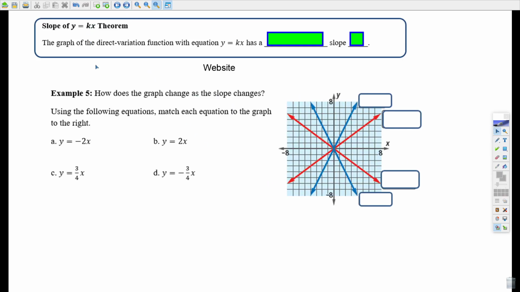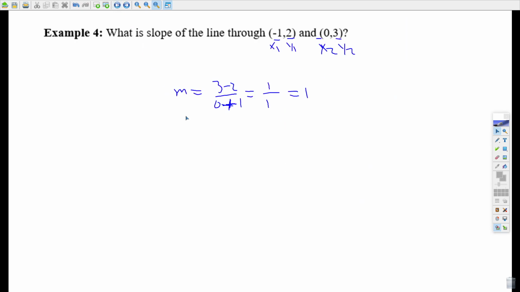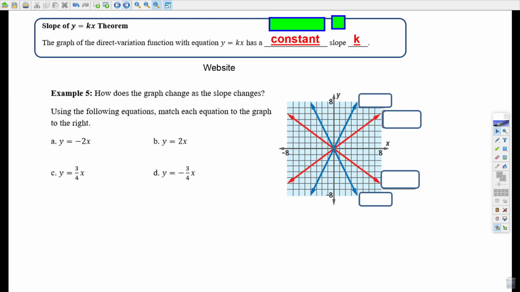All right, last portion. Slope of y equals kx theorem. The graph of the direct variation function with equation y equals kx. So what we say with this slope here is that it's a constant slope of k. That means the slope never changes no matter what point you pick. Every single time if you pick 2 points, you'll get the same exact slope by what we were doing back here, finding slope.